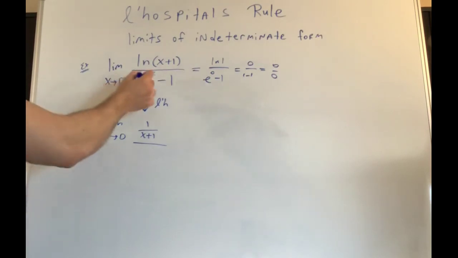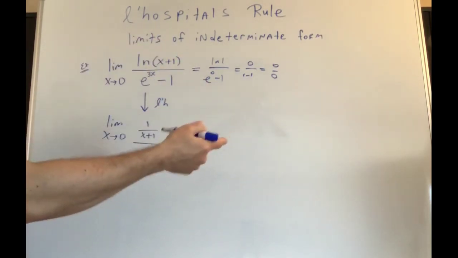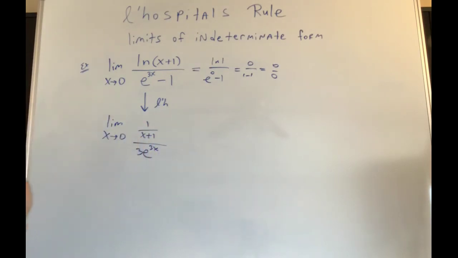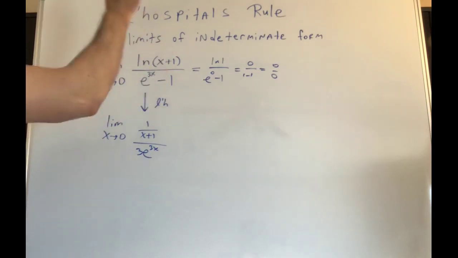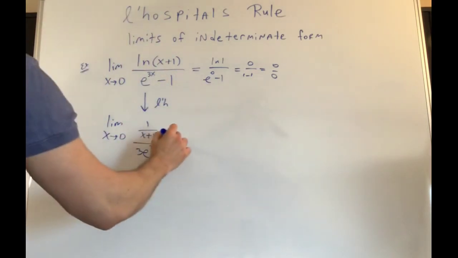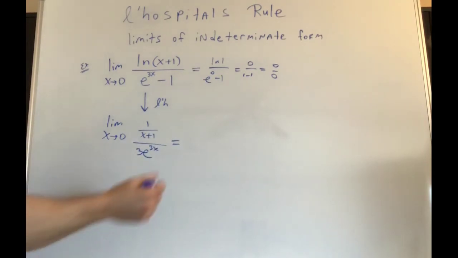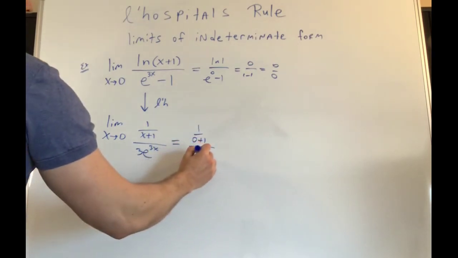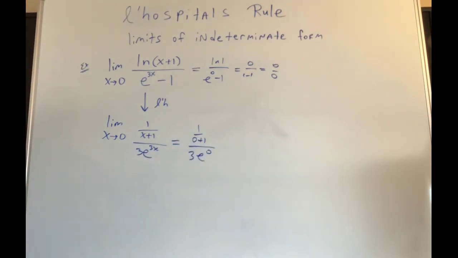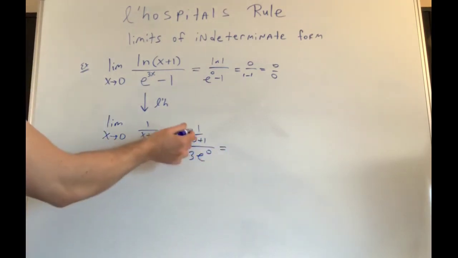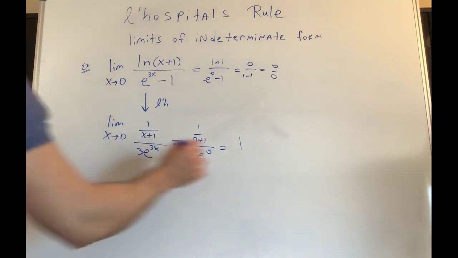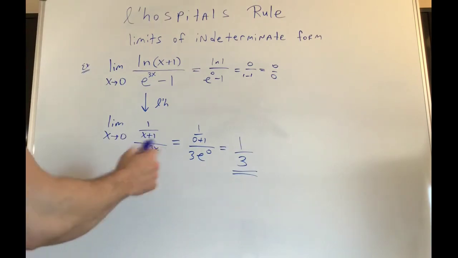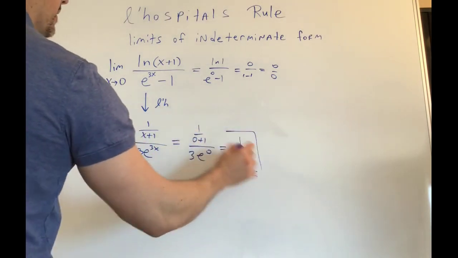What's the derivative of e to the u? It's e to the u du. So the derivative of e^3x is e^3x times 3. Not quite as simple, right? And the derivative of -1 is 0. Goes away. It's a constant. Now you're ready to plug in. You get 1 over 0 plus 1, and 3e to the 0. This is 1 over 1, which is 1. E to the 0 is 1. Done. You get 1/3.